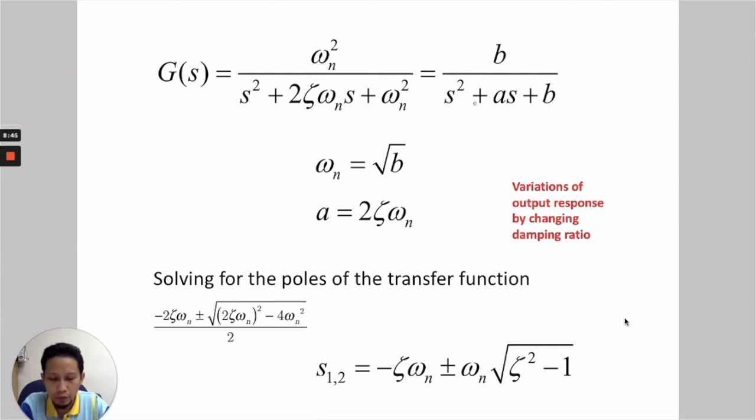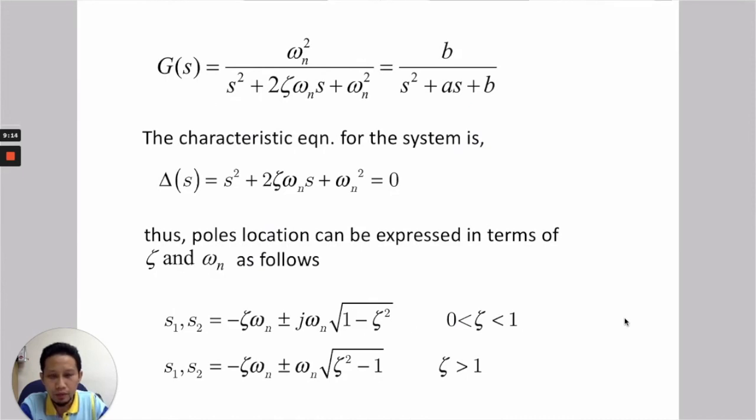So we have here negative 2 zeta omega n plus minus the square root of (2 zeta omega n) squared minus 4 omega n squared, over 2. By this formula, you can find the roots, or you can find the poles, pole number 1 and pole number 2, which is in this term. Again, you can get these pole locations, or the roots of this term, and then you can find them as these two formulas over here, where the first formula is for zeta between 0 and 1.